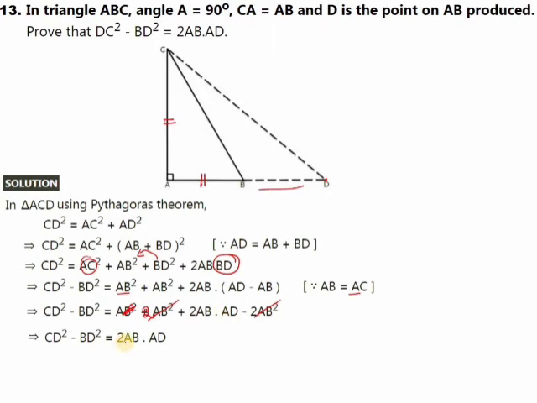We are left with 2AB into AD, right? So that's what we wanted to show here. CD square or DC square, both mean the same, okay. So minus BD square is equal to this much. That's what we wanted to prove here, okay. So you may pause the video and note down your solution.